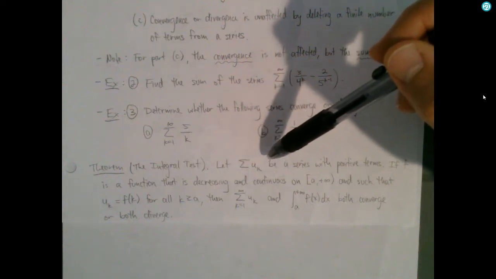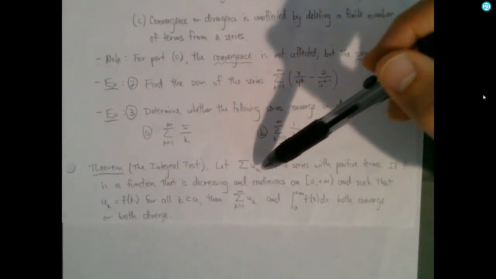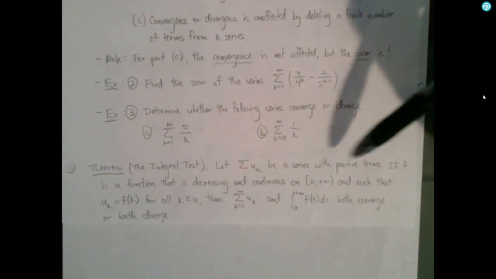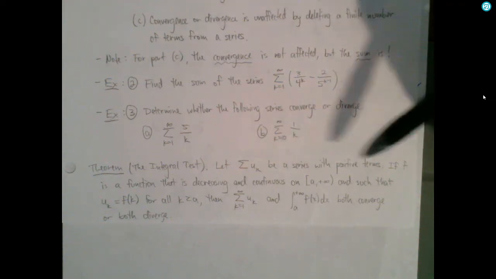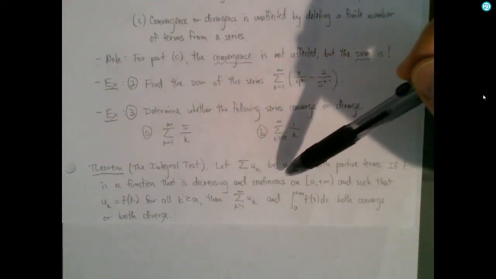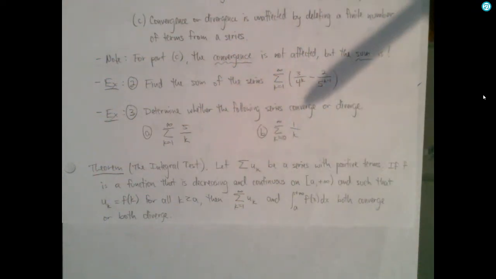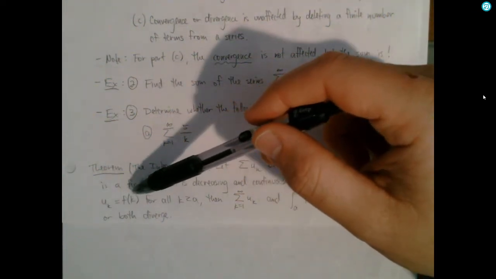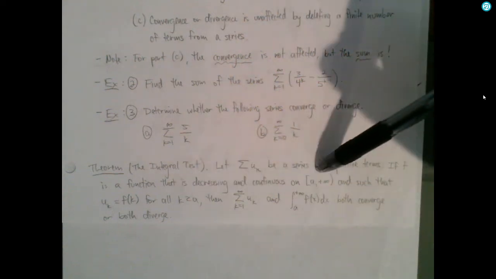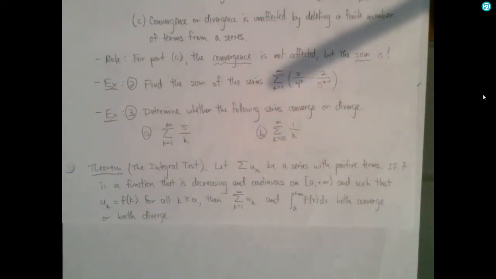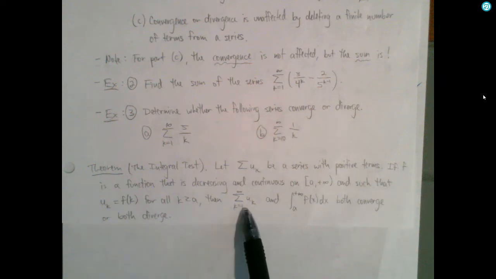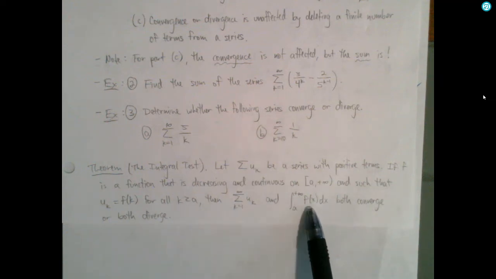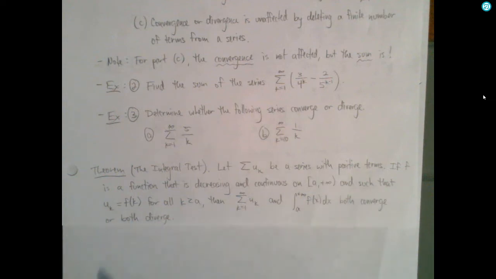But the integral test says this. So let's say that the sum of u sub k is a series with positive terms, right? So all the terms are positive. If f is a function that is decreasing and continuous on the interval from a to infinity, and if u sub k equals f of k for all k greater than or equal to a, then the sum of u sub k and the integral of f of x both converge or both diverge. Okay, so they converge or diverge together.